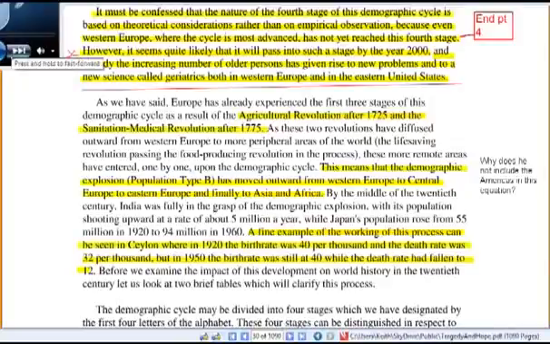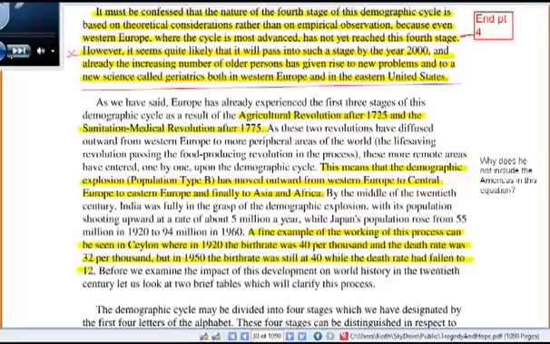However, it seems quite likely that it will pass into such a stage by the year 2000, and already the increasing number of older persons has given rise to new problems and to a new science called geriatrics, both in Western Europe and in the eastern United States.